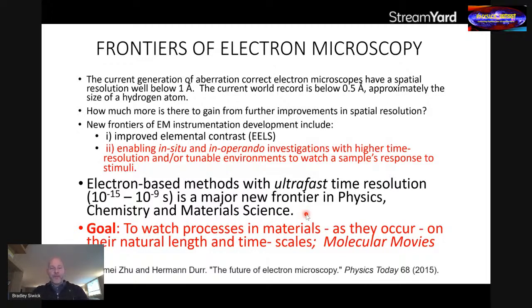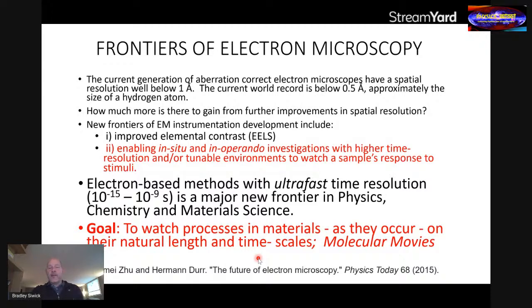So pretty much these kinds of developments in electron microscope technology can be expected to touch on all of the traditional scientific disciplines, because the goal, as stated here, is clear and important for all of these fields, right? That is, to watch processes as they occur in materials on both their natural length and time scales.